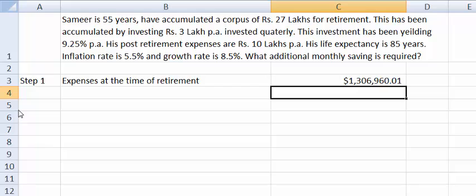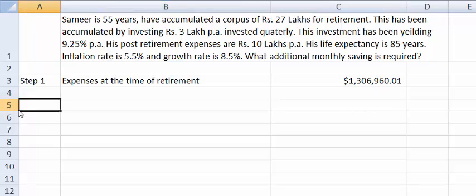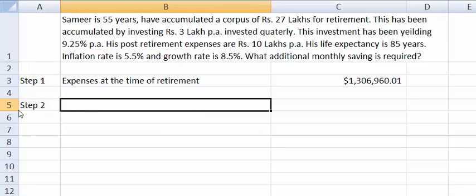Obviously you know very well that this answer is the answer only for the first year of his retirement. In the future years his expense will increase and thereby we will need a real rate. So that's what comes in step 2. Step 2. Here we need to find the corpus required at retirement.